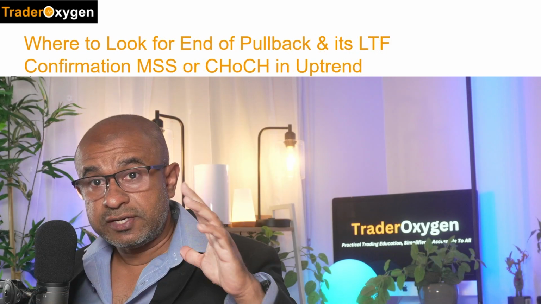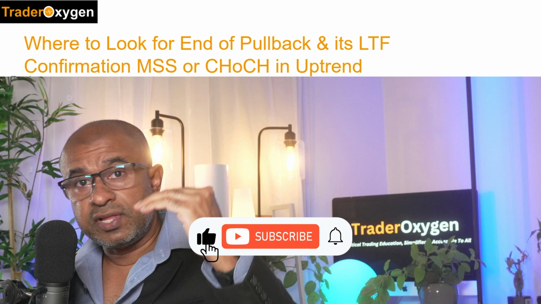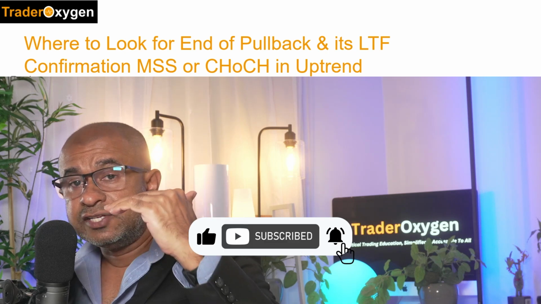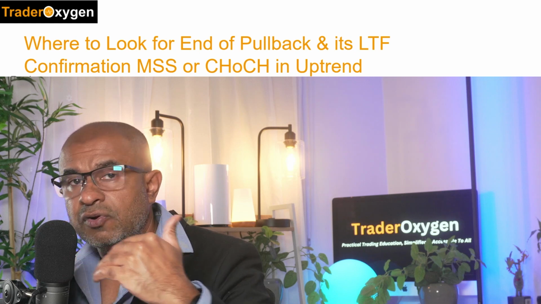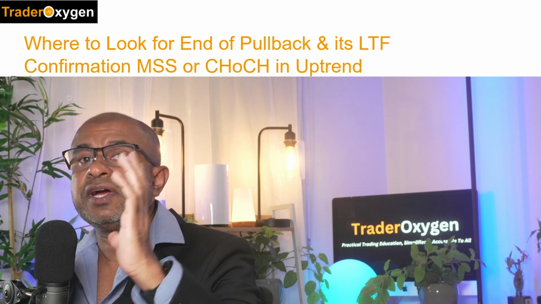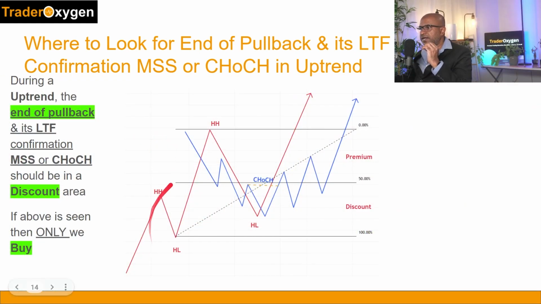Okay, so now let's look at where to look for the end of a pullback and its lower time frame confirmation of the market structure shift or change of character during an uptrend. So here the price is in an uptrend, and the red color line is the higher time frame and the blue color line is the lower time frame. When the higher time frame is in uptrend, we want to buy, but we need to wait for the pullback. But how do we know when the pullback is over?